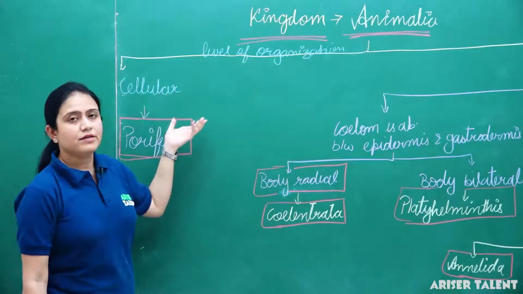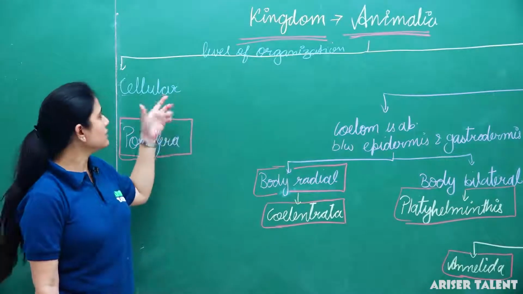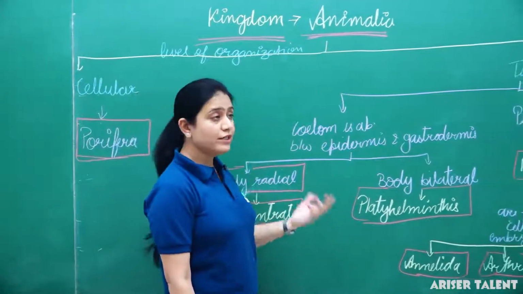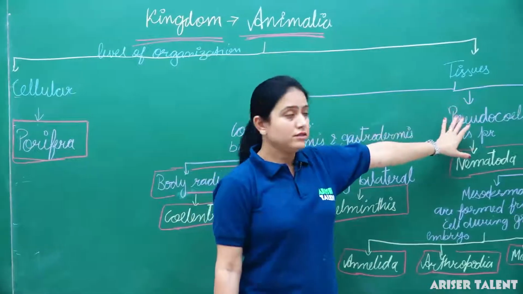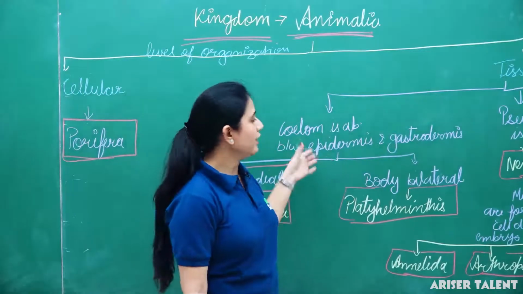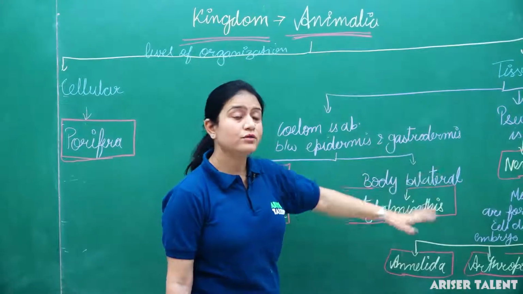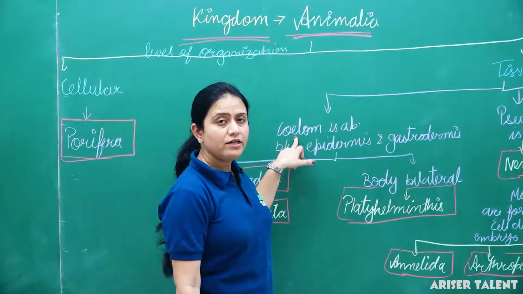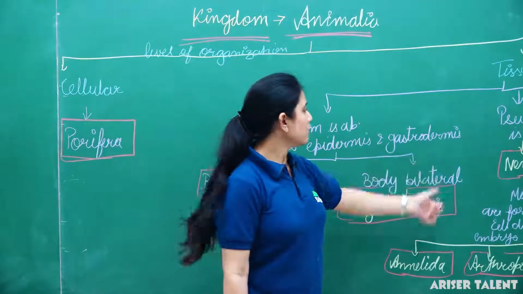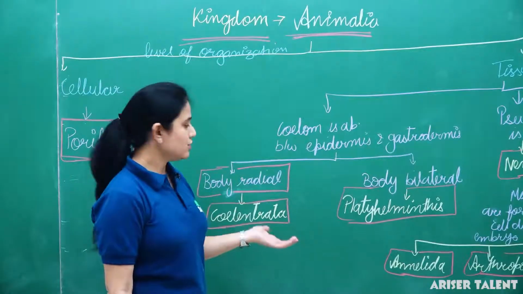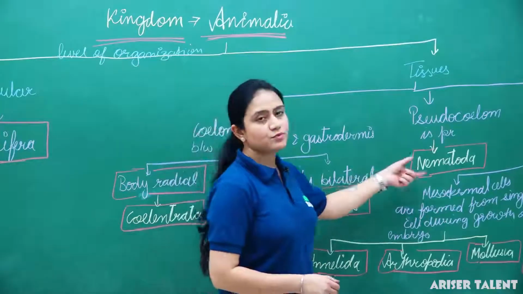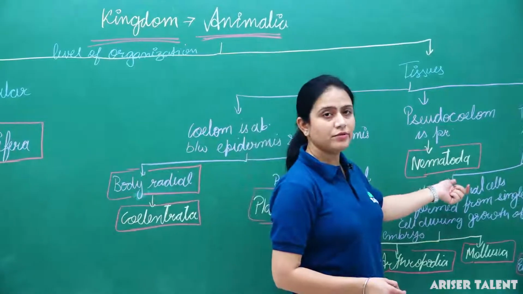If it is made up of cells, free cells, loose cells, then it comes in the cellular group, and if it is made up of tissues, then it comes into this group. Then again, on the basis of presence of tissues, it is classified into different groups. Suppose body cavity, or coelom, is absent between the epidermis and gastrodermis, then it is kept into the Coelenterata and Platyhelminthes group. If pseudocoelom is present, then they are kept in the Nematoda group.